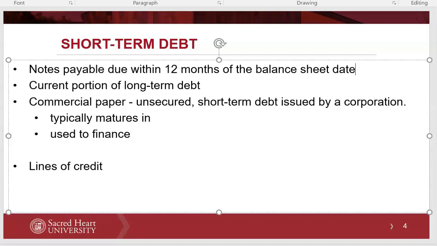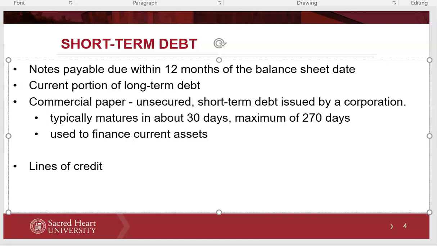Another common type of short-term debt is commercial paper, which refers to unsecured, so not collateralized, short-term debt that's issued by a corporation. What makes commercial paper different from other short-term debt is it typically matures in about 30 days. So it's very short-term, very liquid. And at a maximum, in order to be commercial paper, it has to mature in 270 days. It's used to finance either current assets, such as inventory, or to meet short-term obligations.